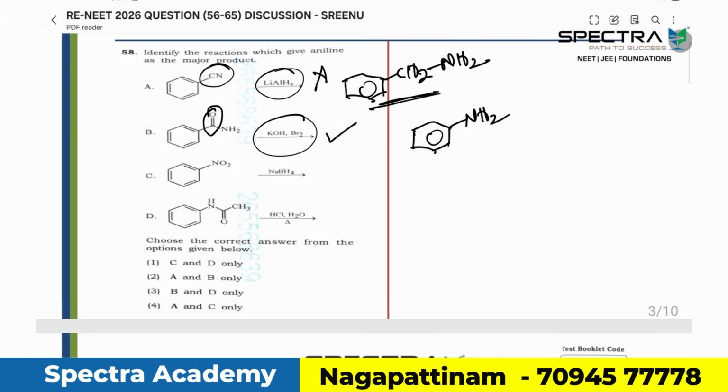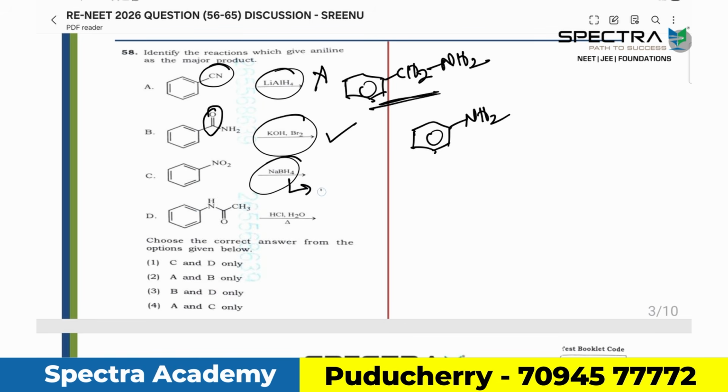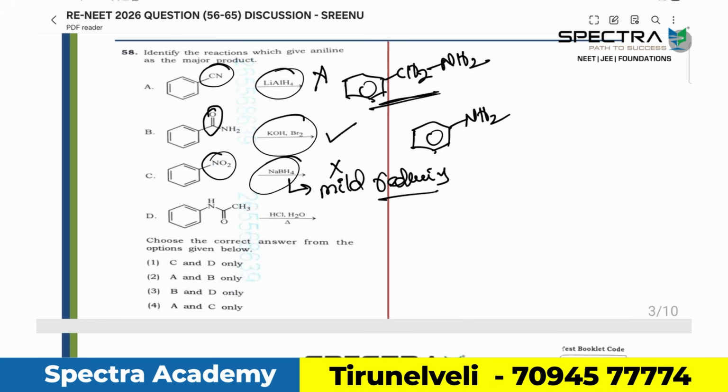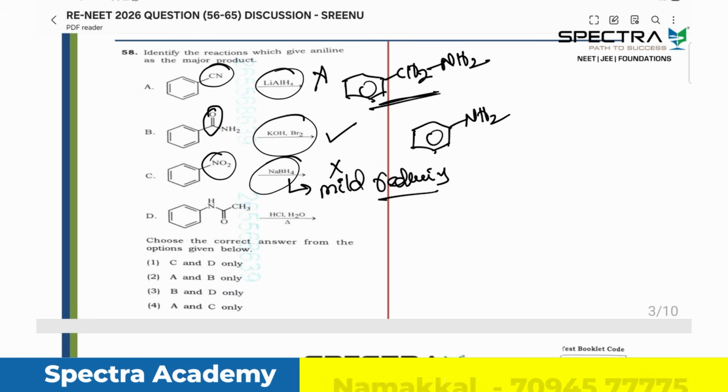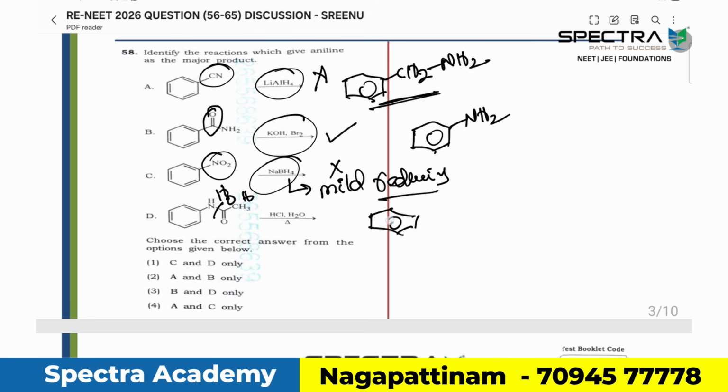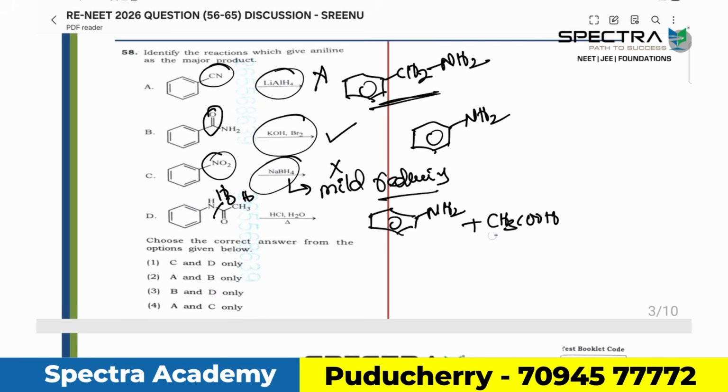In option C, NaBH4 is given, which is a mild reducing agent and cannot reduce the NO2 group, so this will not give aniline. The last one is an amide undergoing acidic hydrolysis. Amides on acidic hydrolysis give amines, so here the product is NH2 plus CH3COOH. So this is also giving aniline.